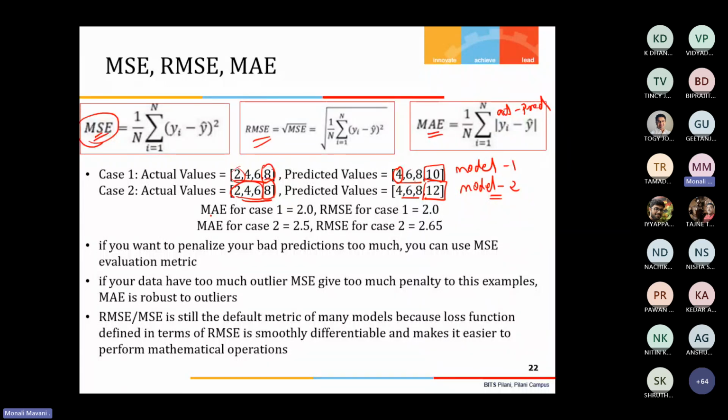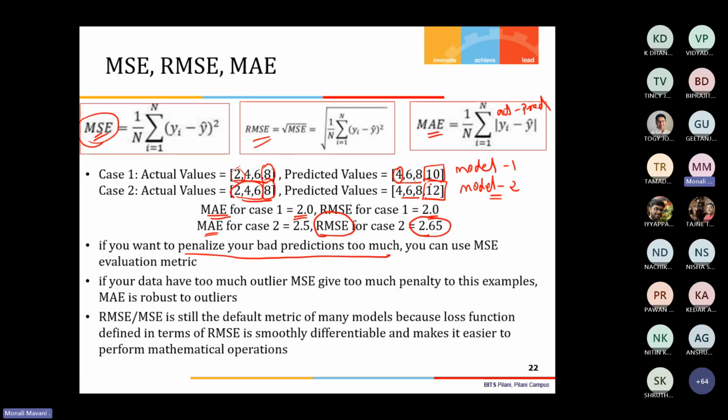Then when we calculate absolute error and root mean square error in both cases, you see in the second model, its root mean square error is coming higher. It's simple maths. Here we are taking the absolute value of the difference. Here we are taking the square of the difference value. The square will increase the number when we take the mathematical square of any number. In other words, your MSE will penalize your bad predictions too much.